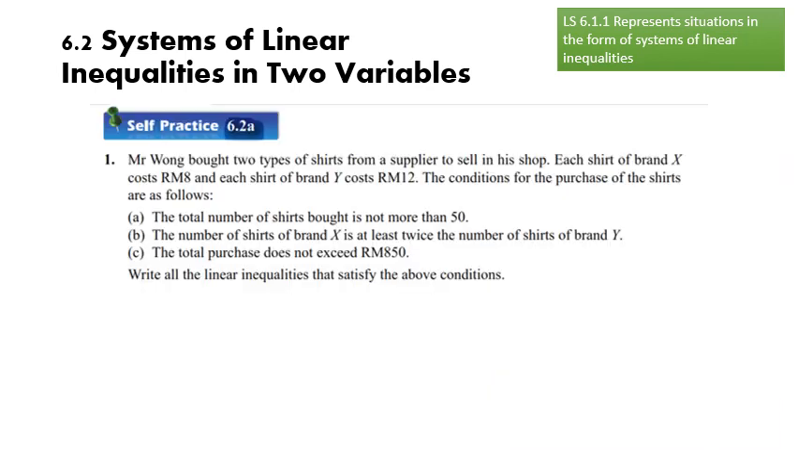Okay, so let us have a look at self-practice 6.2a. So Mr. Wong bought 2 types of shirt from a supplier. So each shirt is brand X and the price is Rm8. Each shirt of brand Y costs Rm12. So ada dua, X dengan Y. Okay, so daripada situ kita boleh tulis condition. So we have perkataan total. So bila total maksudnya kita kena tambah. So not more than 50. So yang tu adalah less than.